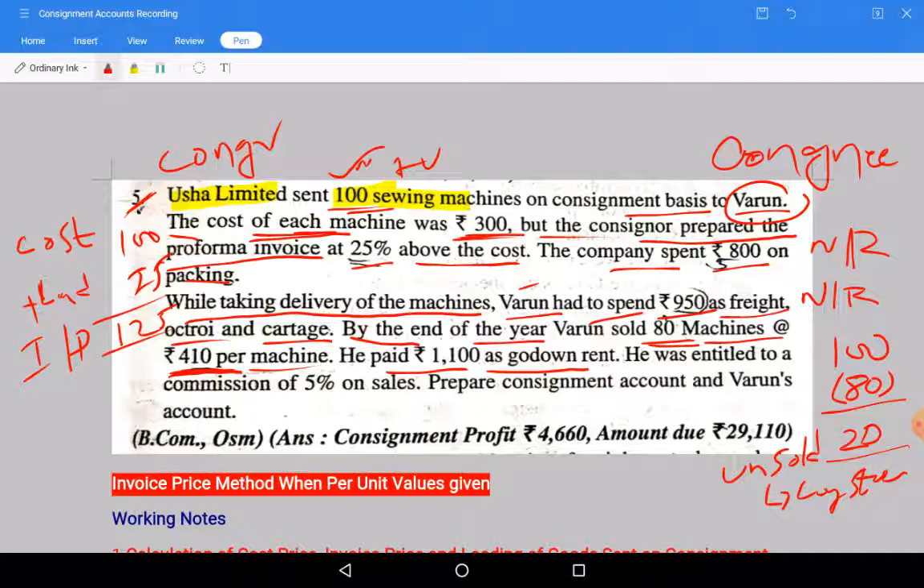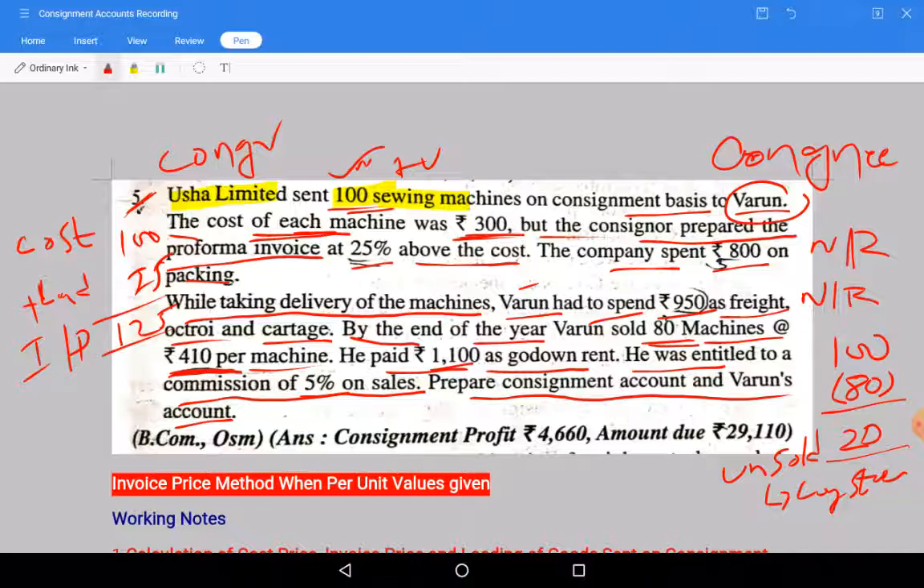But while taking Varun's expenses, we need to take 950 plus 1100, that is a total of 2050. He was entitled to commission of 5% on sales. How to get sales? 80 units into 410, you will get the sale value. On that sale value, directly 5% commission. Prepare the consignment account and Varun's account. That is what is being asked. But for the purpose of practice, we will do all the accounts in the books of the consignor.